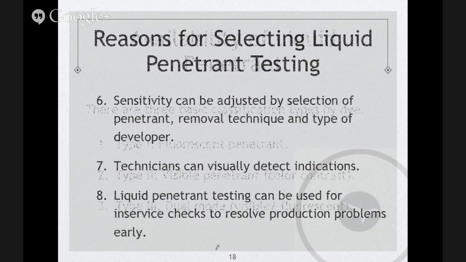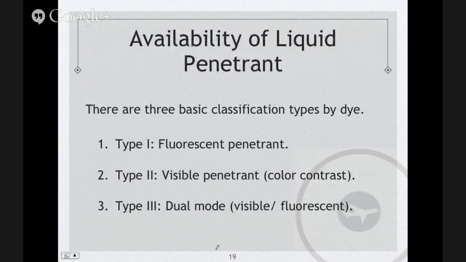Availability of liquid penetrant. We have three different types of dyes. We have type one, and we said that we can only use this in aviation. The others cannot be used in aviation. Type one is fluorescent penetrant, which requires ultraviolet light because it fluoresces. We're going to see a picture of that. Then you have type two, visible penetrant, which is a color contrasting penetrant, and we're going to see a picture of that.